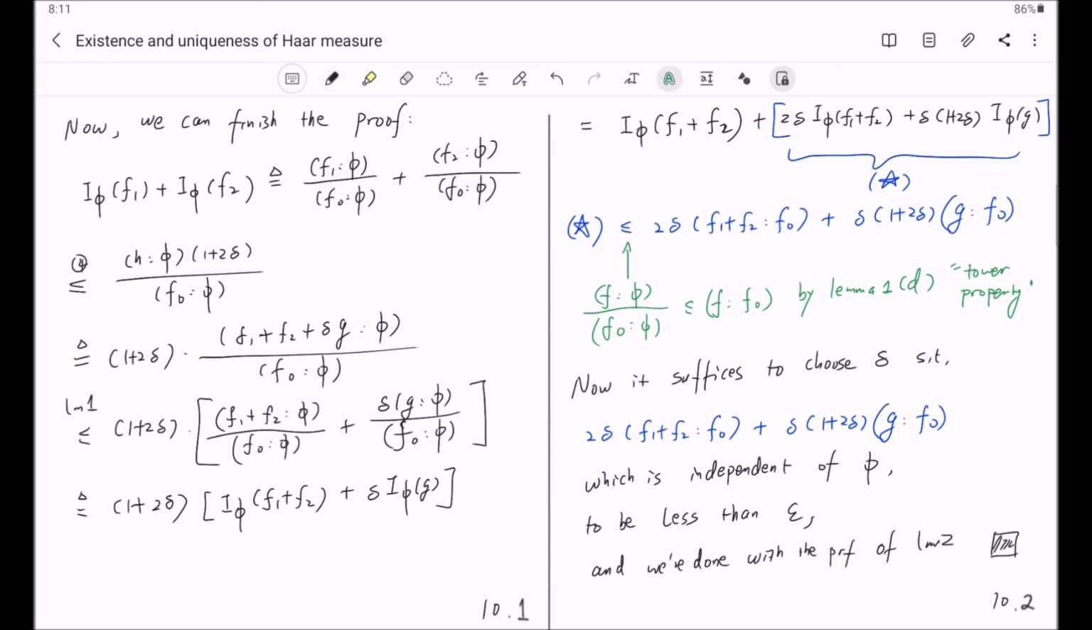We successfully made the difference of I sub phi of f1 plus f2 and I sub phi of f1 plus I sub phi of f2 as small as we want. And that gives us the additivity of I sub phi in the approximate sense, which is exactly what we want for lemma 2.